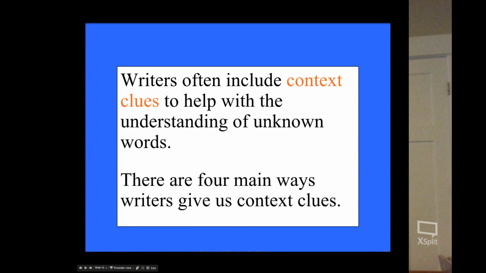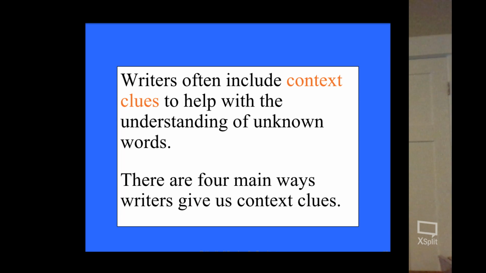So when stuff like that happens, I encourage you to whip out a dictionary. Use your phones and get the dictionary app just in case you don't understand something or the meaning of something. That's really handy to have, especially when you don't have big meaty paragraphs or several sentences surrounding a word to be able to get the context from. So that's another resource to use. Okay, so writers often include context clues to help with understanding of unknown words. There are 4 main ways writers give us context clues.